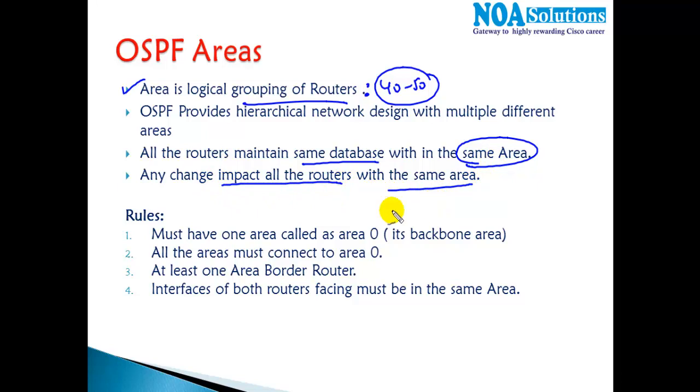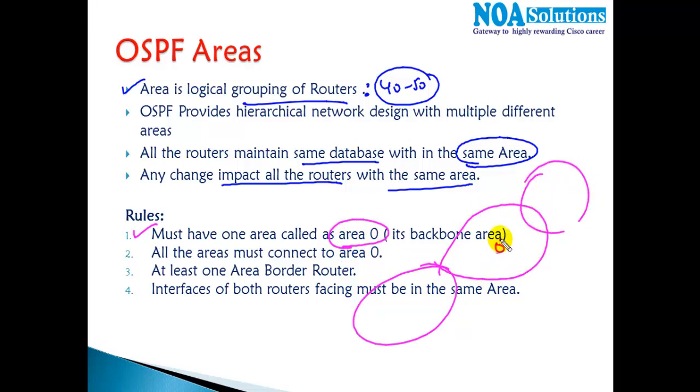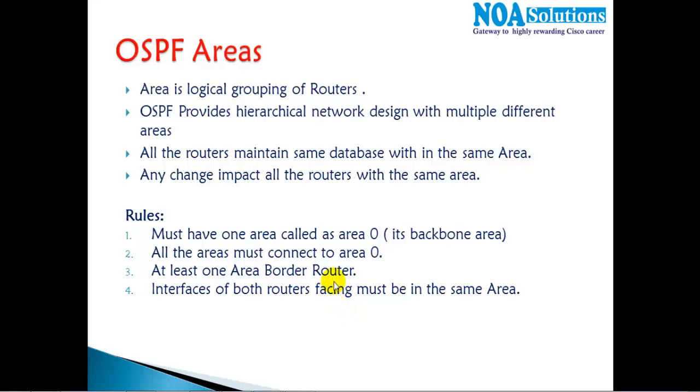Now the rules which we discussed just now: area 0 should be the backbone area, which means if I'm designing any areas, I need to ensure that area 0 is the backbone. And if I design something like this, area 30, which is not connecting to the backbone, this area will not receive the routes. Also, the other area routes will not come here. So it's almost like nothing if you don't design as per the rules.